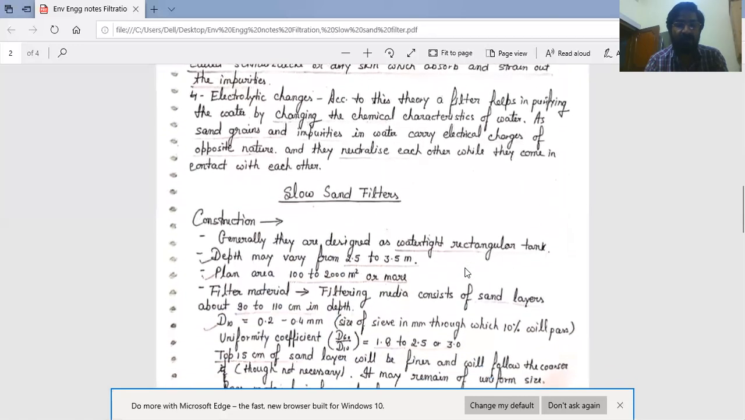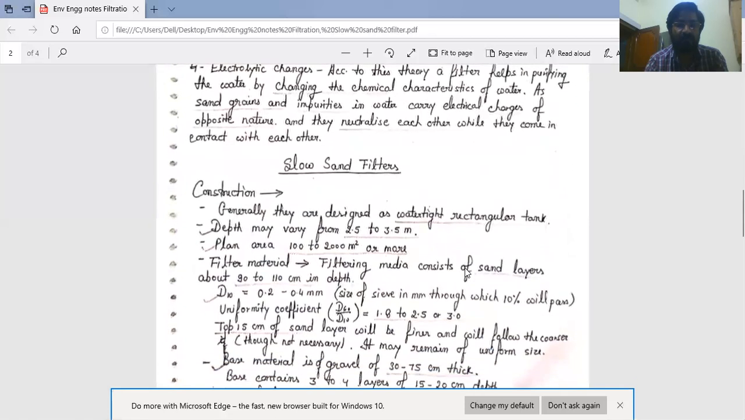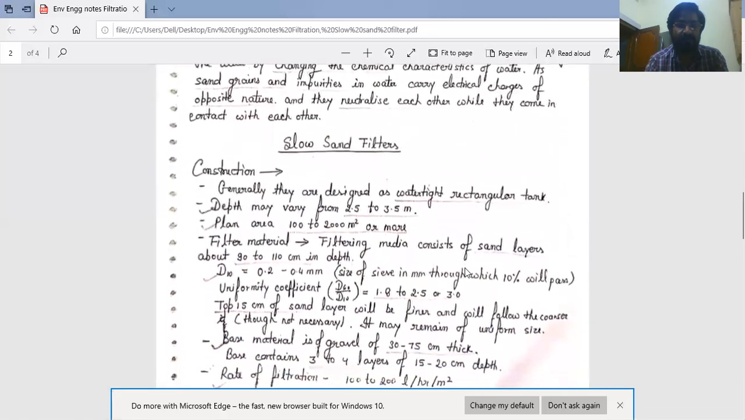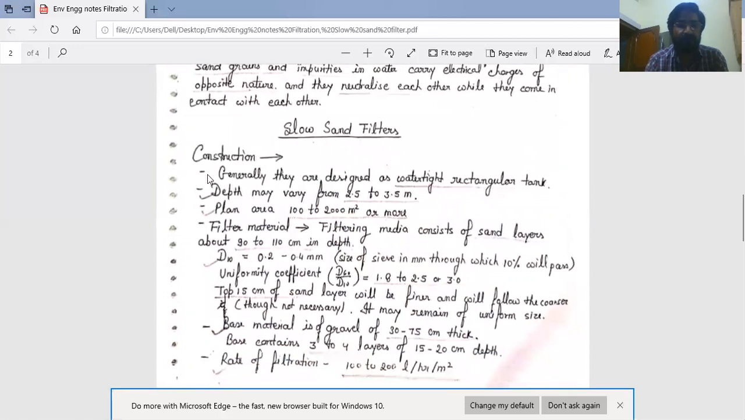Now, the first type of filter used for public water supplies and water treatment plants is the slow sand filter. The construction of a slow sand filter: generally they are designed as a watertight rectangular tank. The depth of the tank may vary from 2.5 to 3.5 meters. These are big filters, with a plan area of 100 to 2000 square meters or more.